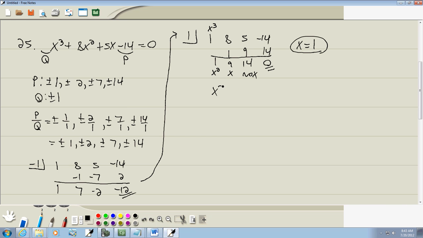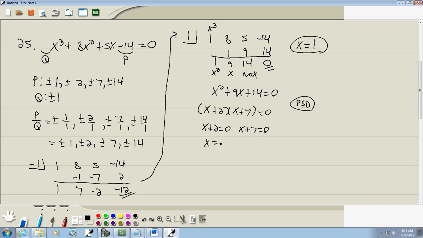Once we get it down to the x squared, we can kick out of that and write down what we have left and set it equal to 0. Now this actually factors using the PSD method. It factors as x plus 2 times x plus 7 equal to 0. And set each factor equal to 0. So we have x plus 2 equal to 0, and x plus 7 equal to 0. And we get x equals -2, and x equals -7.